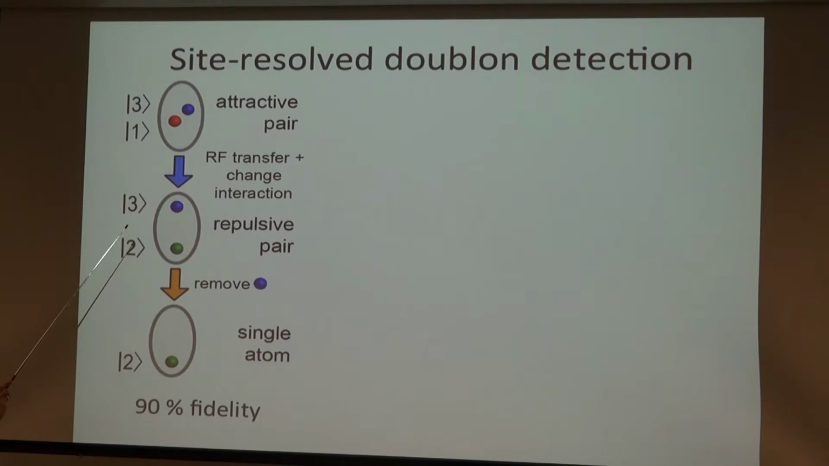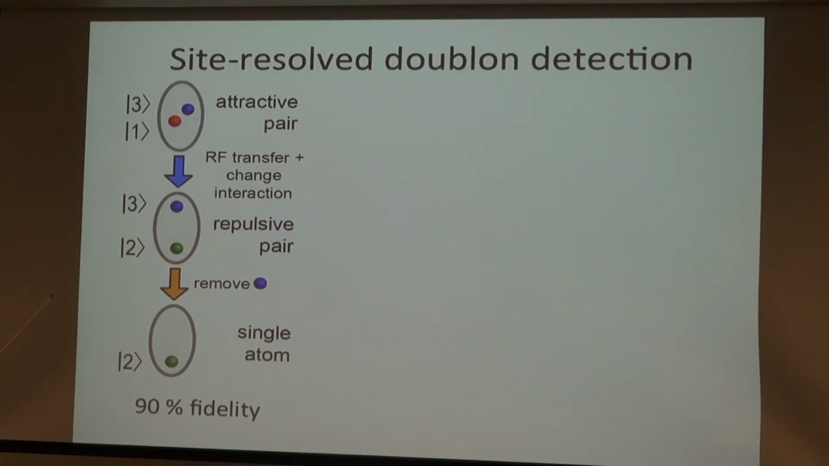So the trick we used is to use a radio frequency pulse to flip one of the spin states. Let's say we flip 1, this red atom, into 2, this green atom. And with this radio frequency pulse we can do the transfer in a way that resolves the interactions. So we can essentially only flip this red atom to a green atom on doubly occupied sites. So in this way, we tagged the doubly occupied sites with a green atom.